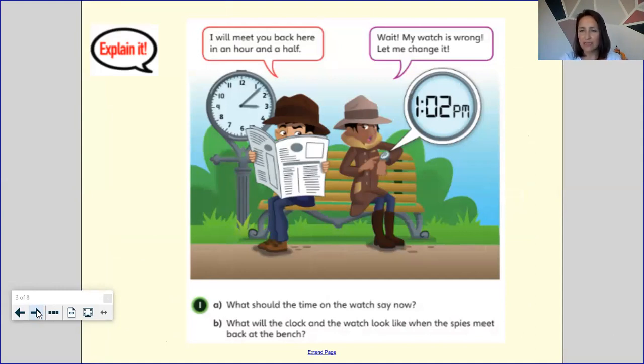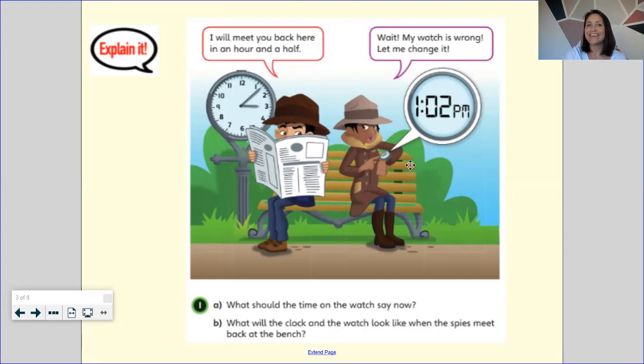So we've got 2 spies sitting on a bench. This spy here on the left says, "I will meet you back here in an hour and a half." And the spy on the right replies, "Wait, my watch is wrong. Let me change it." And that's the watch. The watch is showing this time here. So the questions say, A, what should the time on the watch, which is wrong, say now? And B, what will the clock and the watch look like when the spies meet back at the bench? Okay, so pause the video, have a look at it.